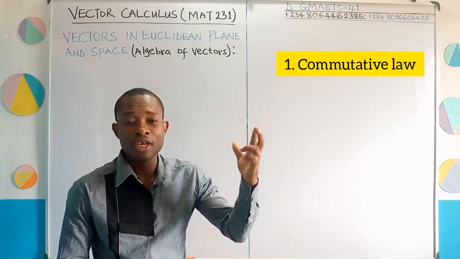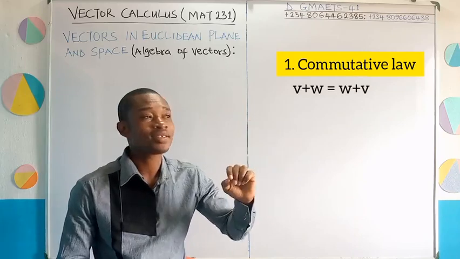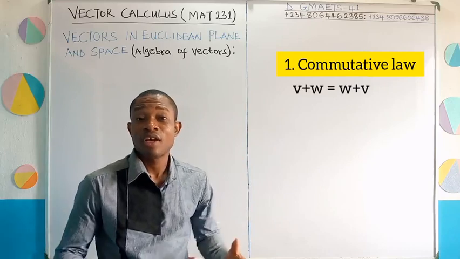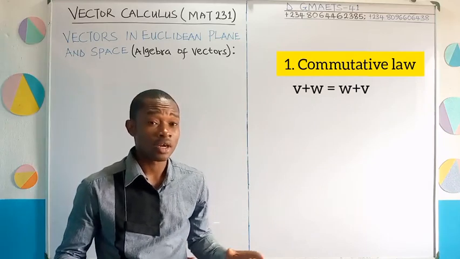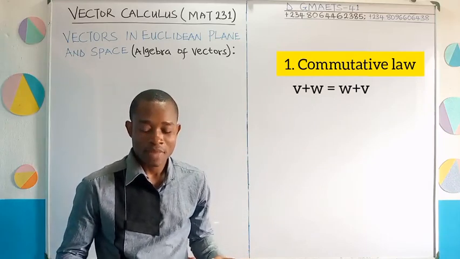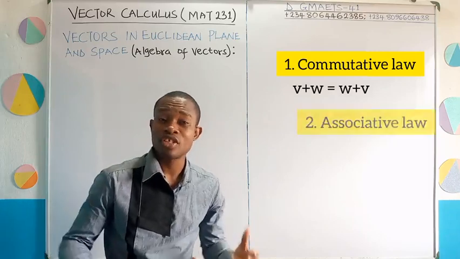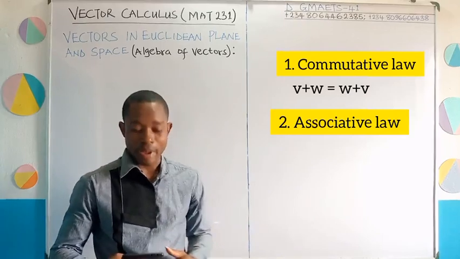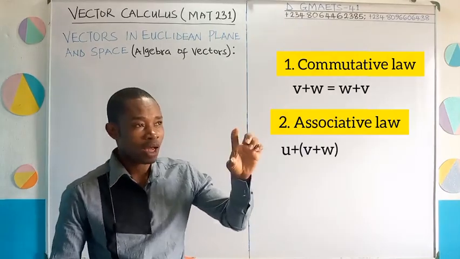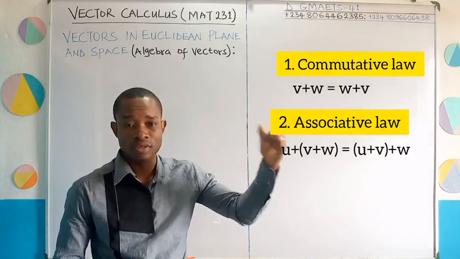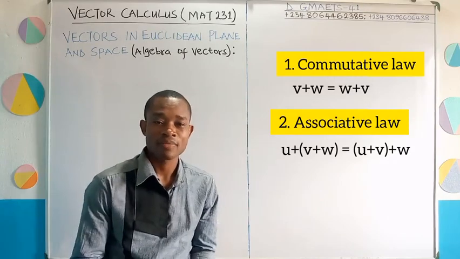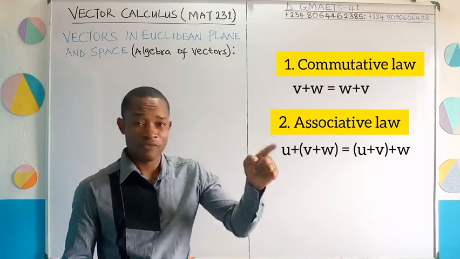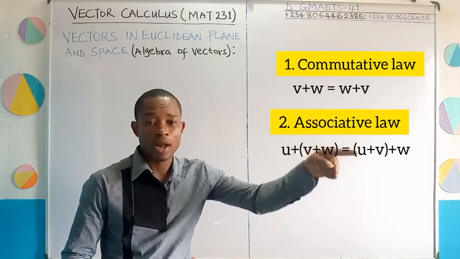If I give you v plus w, these are vectors, it is the same as w plus v. So the order of arrangement of vector addition does not matter. Is that okay? And now we're also going to look at the associative law or rule of vectors. What is this law all about? If I give you u plus open bracket v plus w, close bracket, it is the same as proceeding to do u plus v in brackets, then plus w.